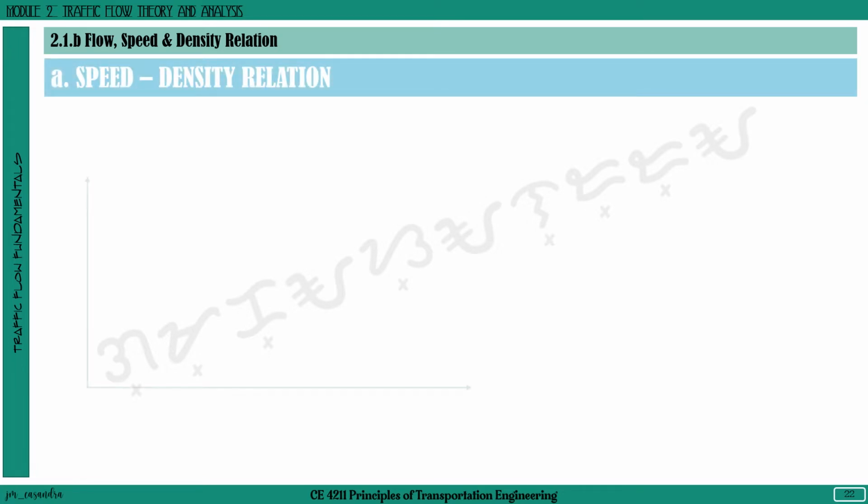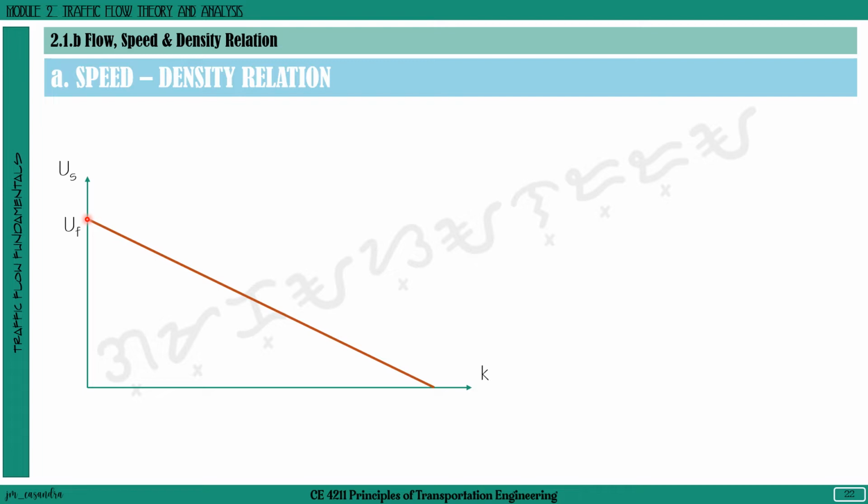And we can define the relation in terms of a graph. So for our vertical axis, we have your U sub S or your space mean speed. And for our horizontal axis, we have your density or your concentration. So basically, the relationship between speed and density will be an inverse relationship and is a linear relationship. So from this graph now, if we are going to take the y-intercept, we will be arriving at your U sub f or what we call your free flow speed.